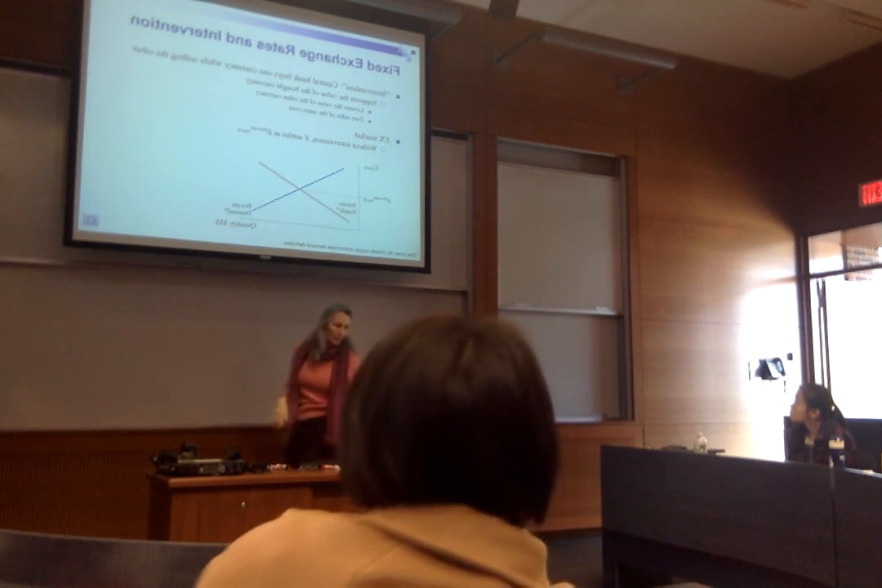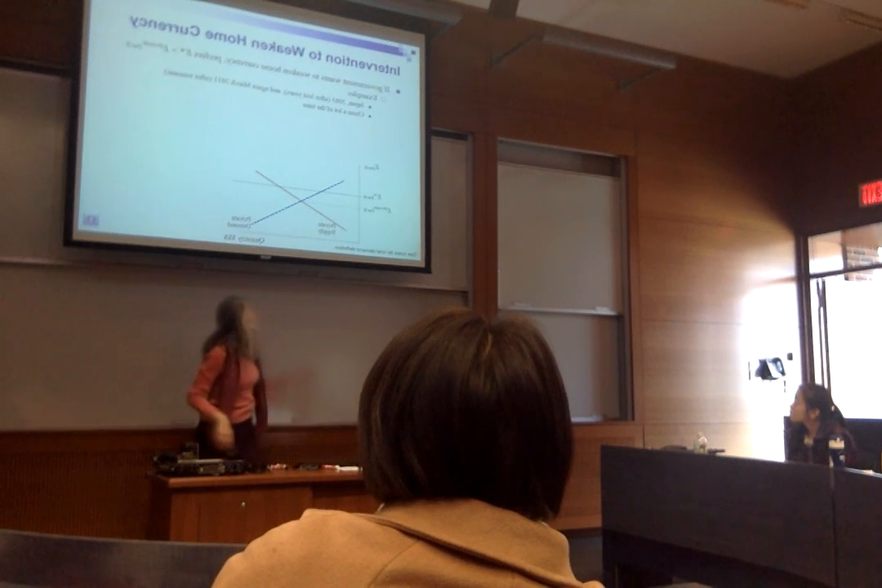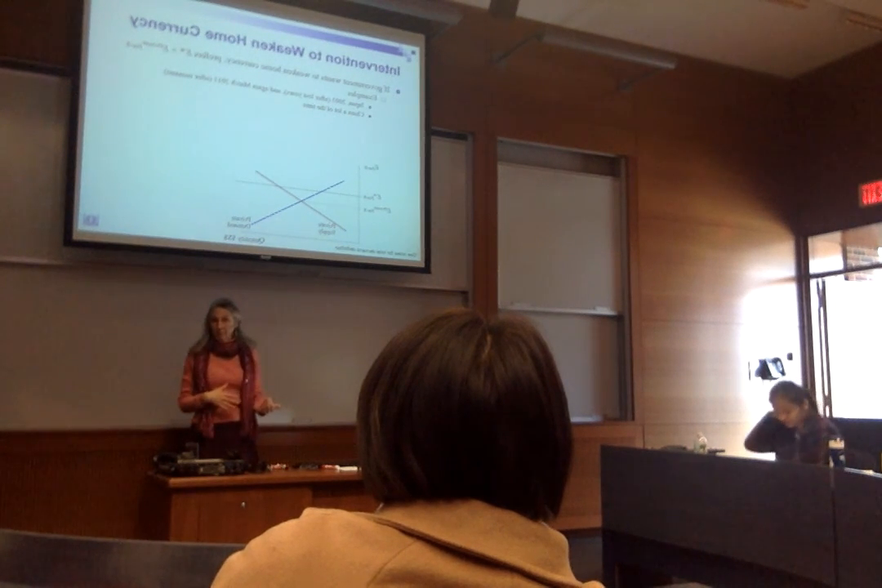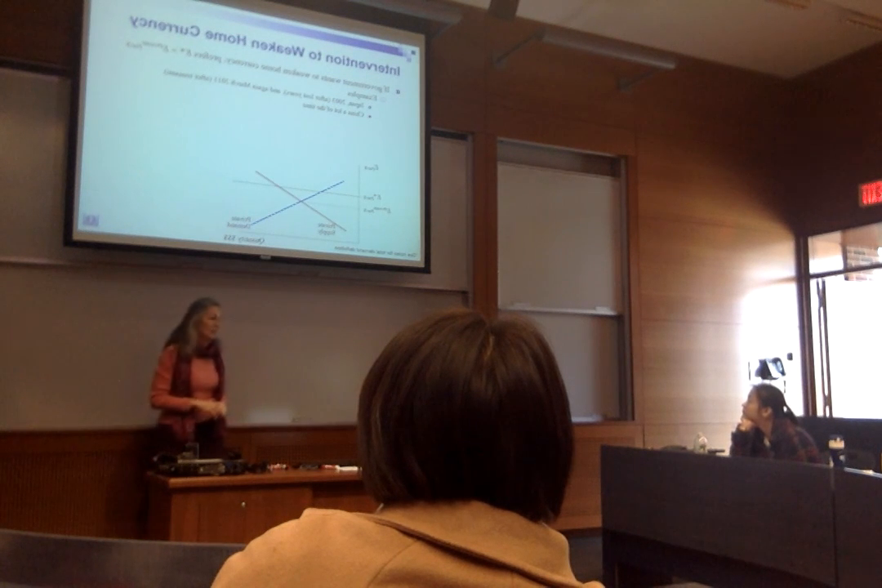Okay, so that's the equilibrium we would have without intervention. But suppose the government wants a weaker currency. So the foreign government wants a weaker value of its currency. So what are examples of this?